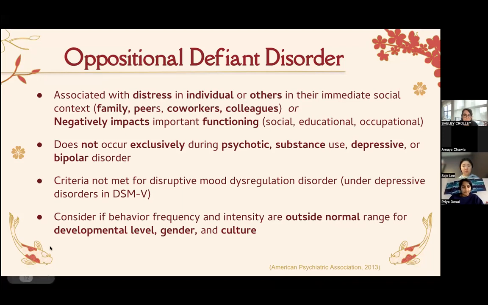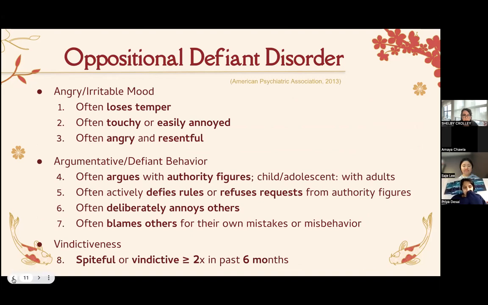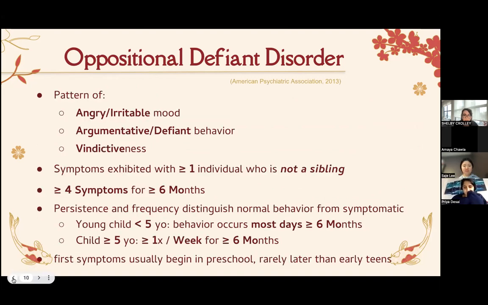So, there are things that give us pause still about diagnosing her with oppositional defiant disorder. She is an only child, which I think is really interesting. We don't get to see this with her, but the symptoms have to be exhibited with at least one person who is not a sibling. I have a sibling, and I always think it's very funny because even the DSM recognizes that siblings might argue and be difficult with each other.